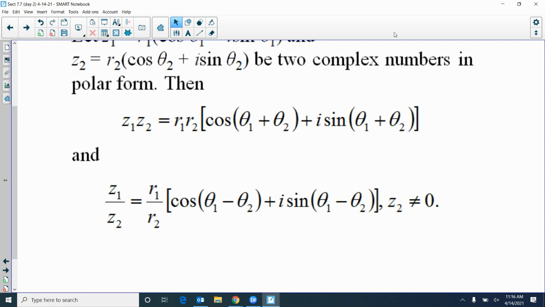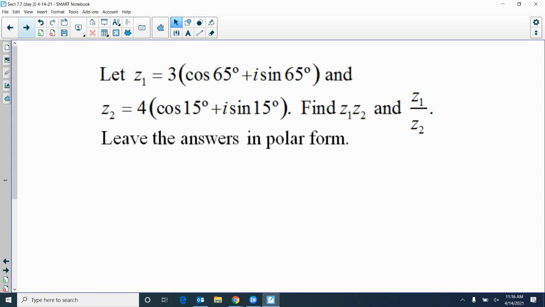Listen up here. To multiply, you multiply the R values together and add the angles, or arguments as they're called. I know that was in the notes yesterday. When you divide the R values, you subtract the angles. So let Z1 equal 3 cosine 65 plus i sine 65. Now this is in polar form. These are complex numbers.